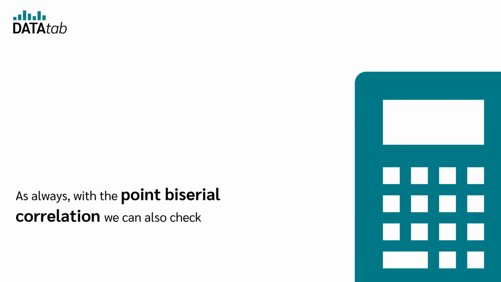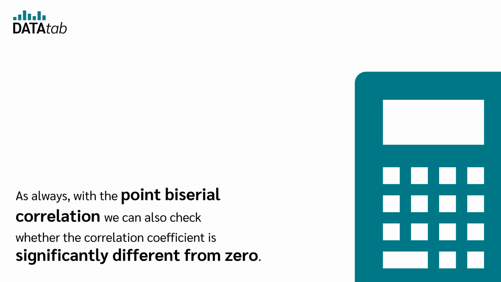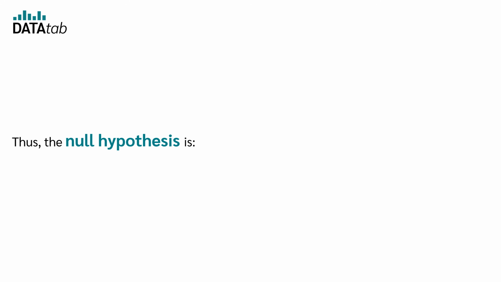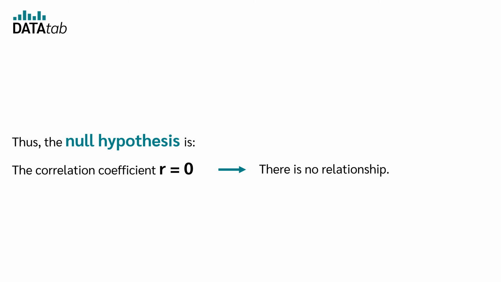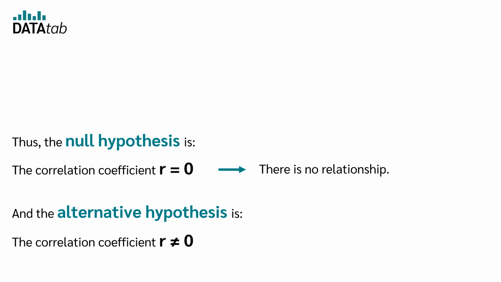As always, with the point biserial correlation, we can also check whether the correlation coefficient is significantly different from 0. Thus, the null hypothesis is the correlation coefficient R is equal to 0, there is no relationship, and the alternative hypothesis is the correlation coefficient R is unequal to 0, there is a relationship.